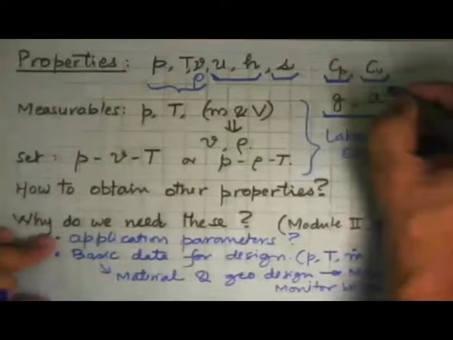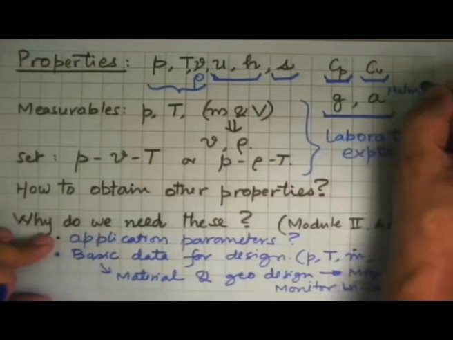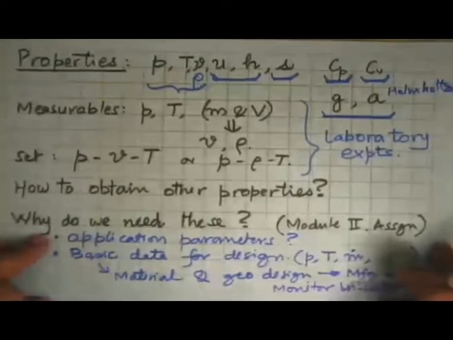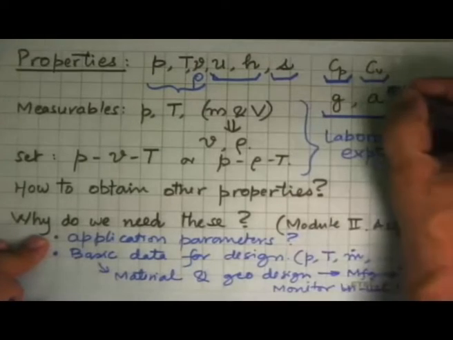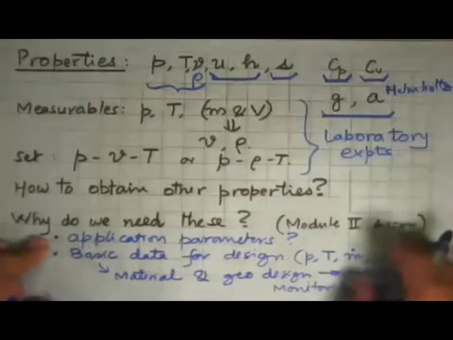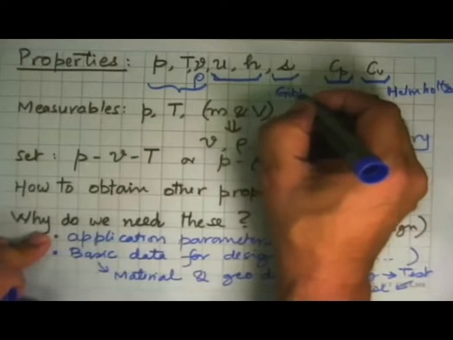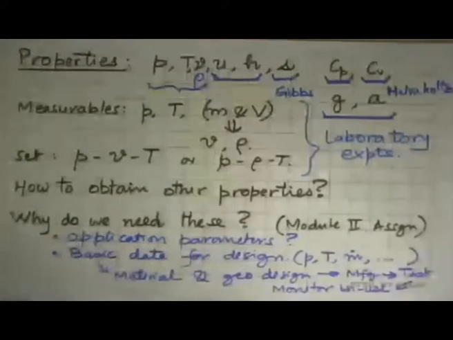So A is called Helmholtz energy, Helmholtz free energy, or Helmholtz function, and you might have come across these in a course in physics or in chemistry. And G is the Gibbs energy or the Gibbs free energy.